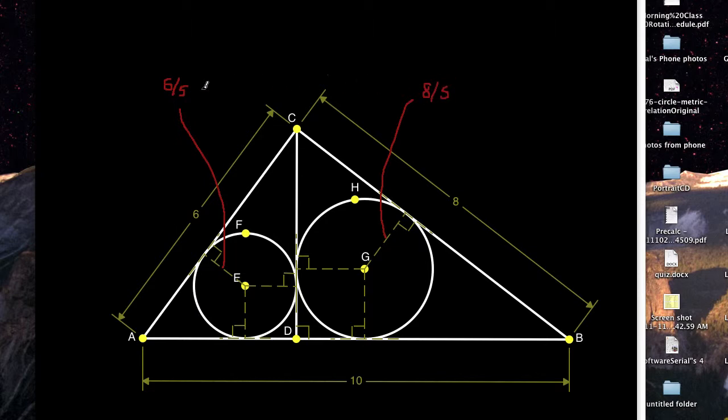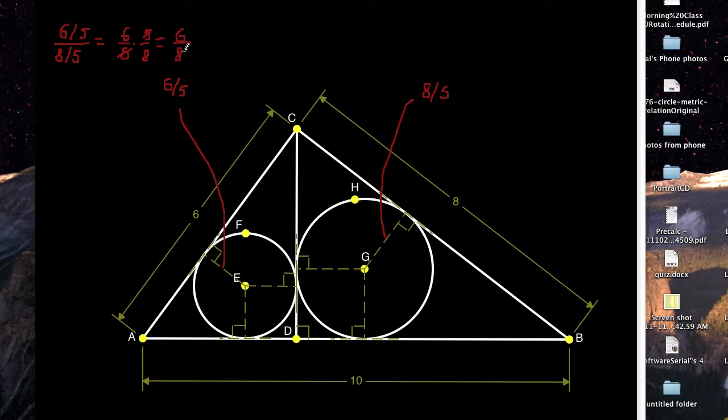which makes the ratio of the radii, this divided by this, 6 over 5 divided by 8 over 5, which is equal to 6 over 5 times 5 over 8. The 5's cancel, and that's equal to 6 over 8, just as I said it should be. 6 over 8, or 3 over 4.